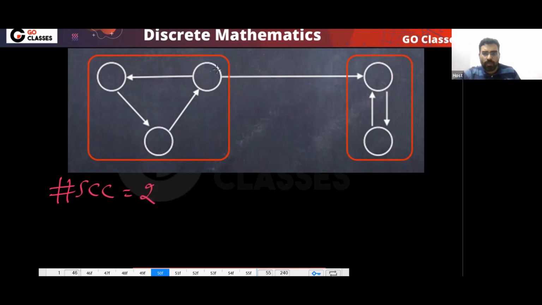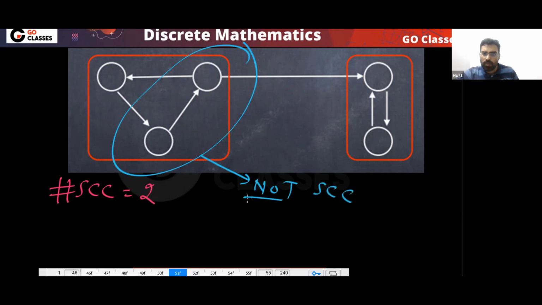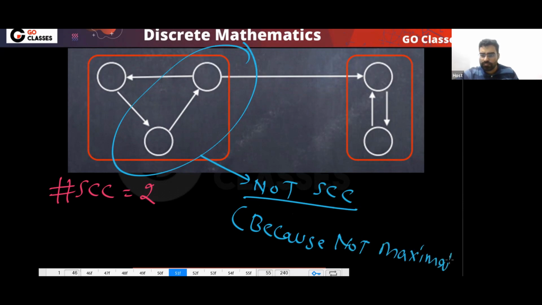Is this a strongly connected component? No, a strongly connected component is maximal. Remember, this is not a strongly connected component, because this is not maximal. So the number of strongly connected components is 2.